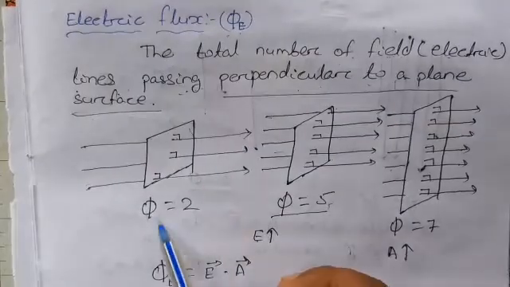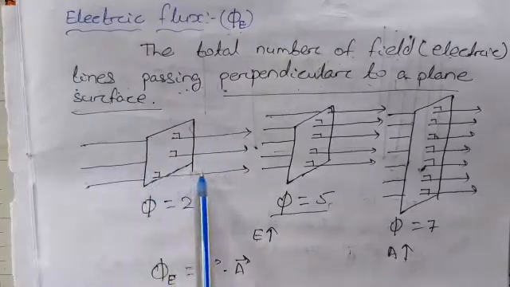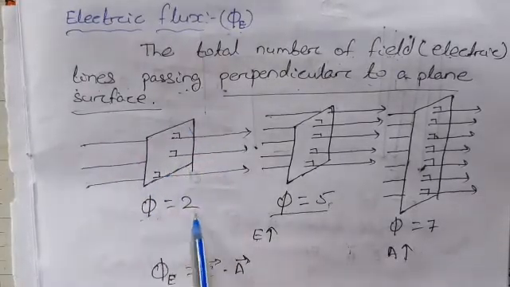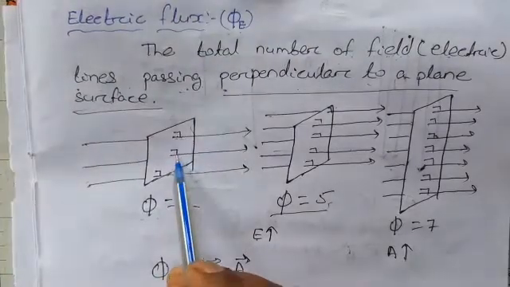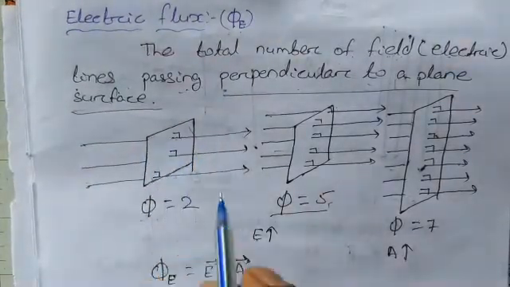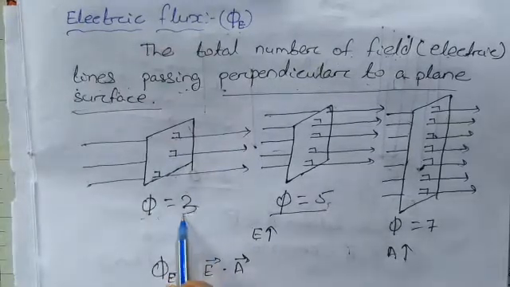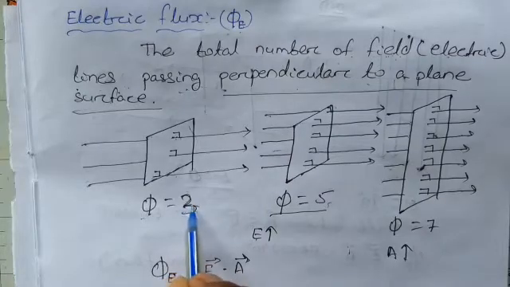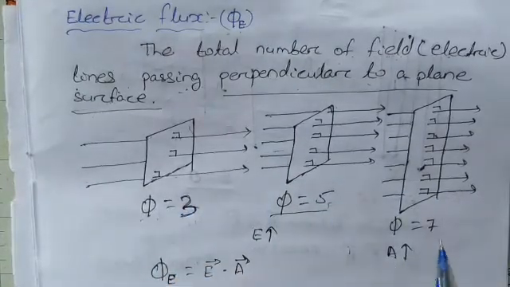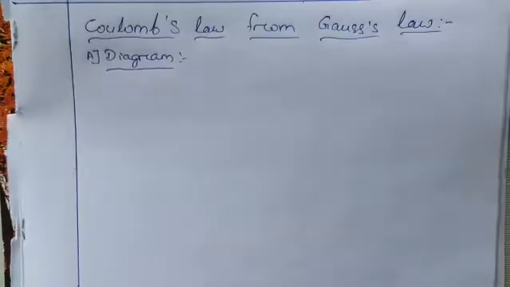In the previous class there was a writing mistake: the lines of force crossing an area perpendicular to the surface determine the flux. Here a total of 3 lines of force are crossing this area perpendicular to the surface. So the flux will not be 2, it will be 3. It is a writing mistake, so please correct it, and the others may be right. Okay, so let's go to today's lecture.